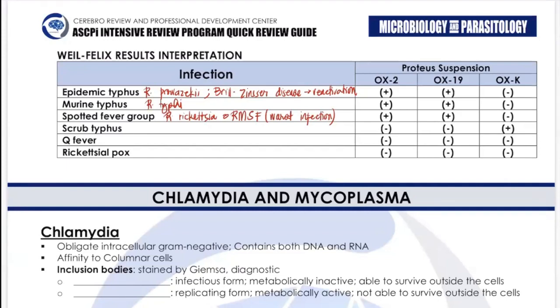Then for scrub typhus, this is caused by Rickettsia tsutsugamushi. Okay? So take note, siya lang yung nagpa-positive kay OXK. Then the Q fever, which is caused by Coxiella burnetii. And ito guys, yung gusto kong tandaan nyo, that can be airborne. Kasi usually they are arthropod-borne, pero may isa tayo na pwedeng airborne, and that is Coxiella burnetii. And lastly, we have rickettsial pox, which is caused by Rickettsia akari. Okay, so yan po. Pakitandaan no yung kanilang Weil-Felix reaction.